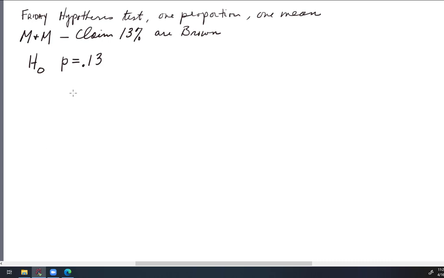Now, is the claim at least 13 or no more than 13? No, it isn't. It's that the percent brown is 13. So since the alternate hypothesis has to be everything else, the alternate hypothesis would be P not equal to 13. And this is an example of what we call a two-sided test, which means that the critical value will be divided between the upper and the lower tails.